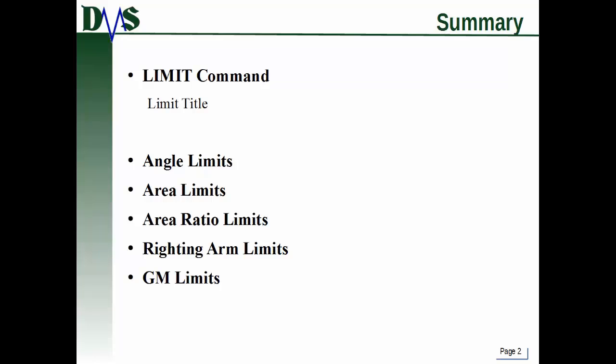Now, the limit command is a very big command in GHS, and it's central to evaluating stability rules and regulations. There are several different implementations of the limit command, and we're going to be covering angle limits, area ratio limits, righting arm limits, and GM limits. So these are the major things that will be necessary to cover most of the stability regulations you will see.